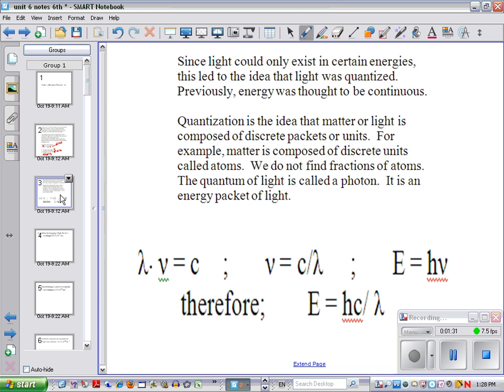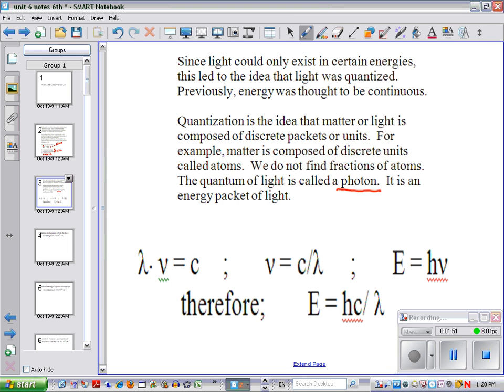Light can only exist in certain energies, so instead of it always acting like a wave, you can also think of light as acting like a particle. This added to the idea that light has to be quantized, which means instead of it being continuous, you have discrete packages of light called photons.